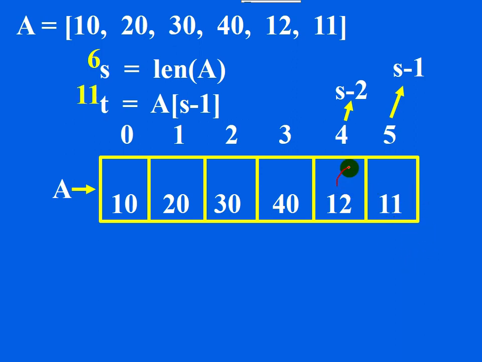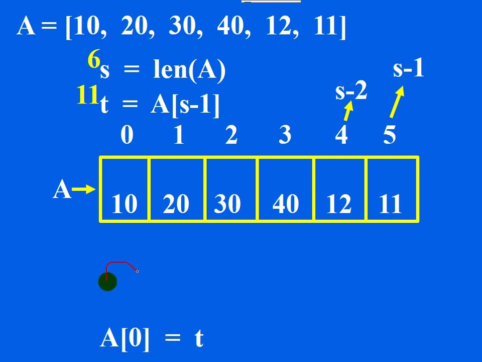Now this is shifted by 1 position to the right, this is shifted by 1 position to the right, and so on, like this. Now after shifting this element by 1 position to the right, this 11 which is there in temporary variable t should appear here. So finally t should be assigned to A of 0. So let me write that code. t should be assigned to A of 0.